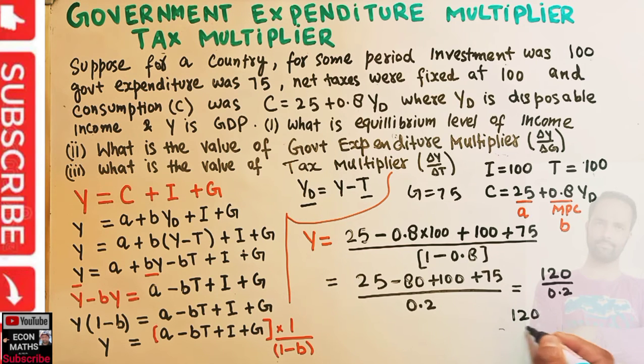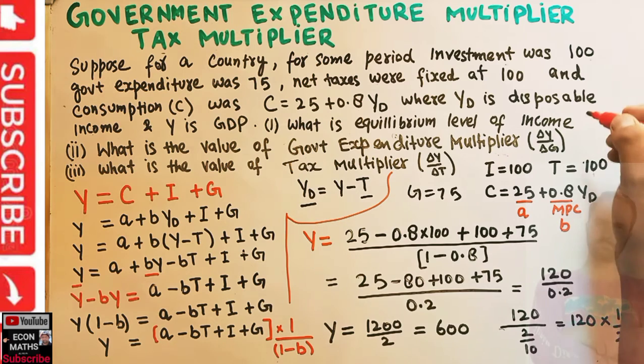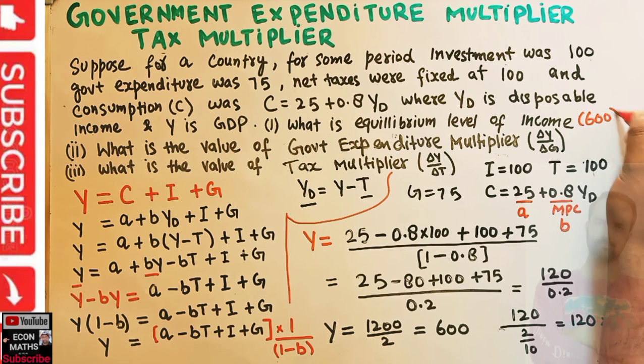This can be written something like this. We have 120 divided by 0.2, which can be written as 2 upon 10, which will give us 120 into, reciprocating the denominator, 10 upon 2. So we have 1200 upon 2, which is 600. That means our equilibrium level of income will be 600. So this was the answer for the first part. Our equilibrium level of income will be 600.